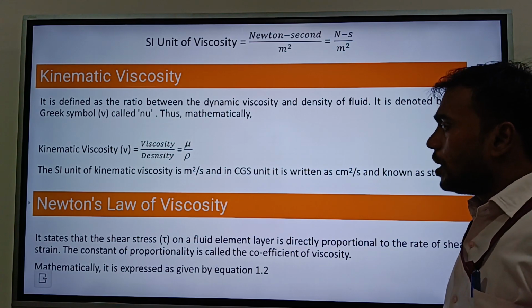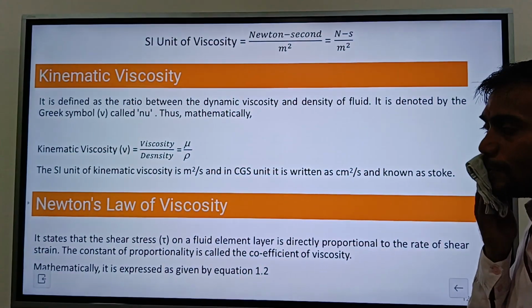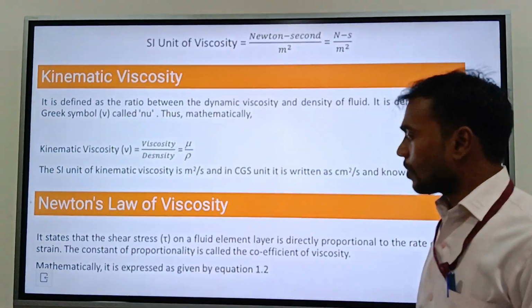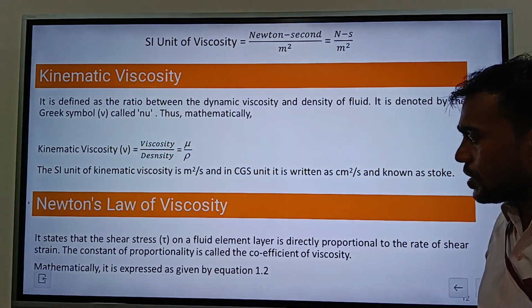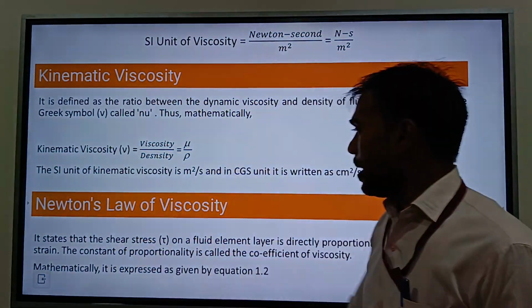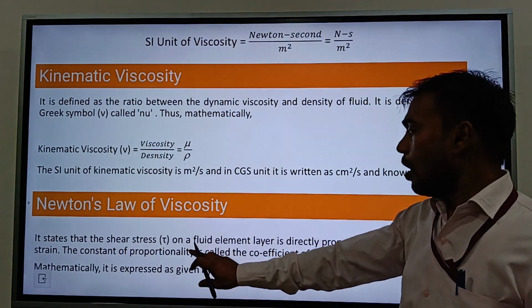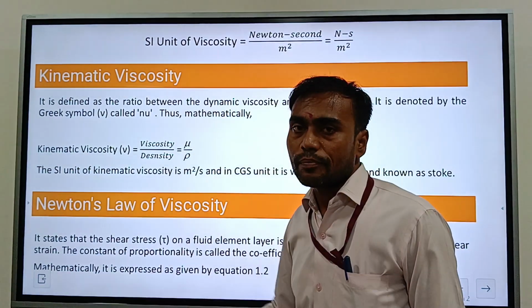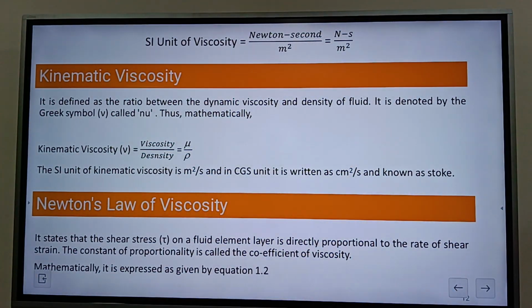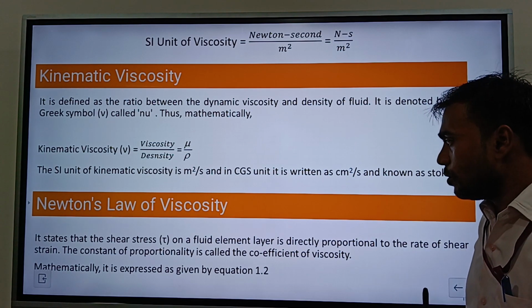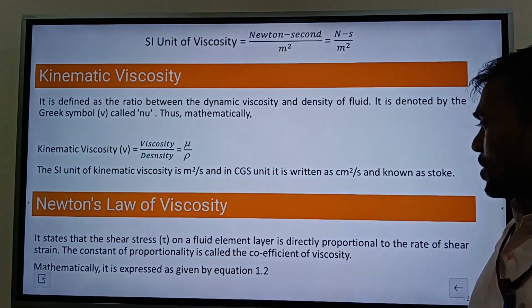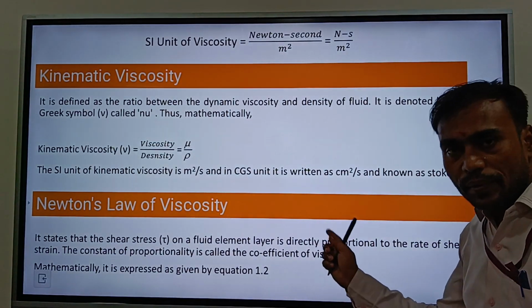Okay. Now let us move towards the next important topic, Newton's law of viscosity. So what is Newton's law of viscosity? It states that the shear stress, that is tau, on a fluid element layer is directly proportional to the rate of shear strain. Means tau is directly proportional to the rate of shear strain, or du by dy. The constant of proportionality is called the coefficient of viscosity, which we have discussed earlier.